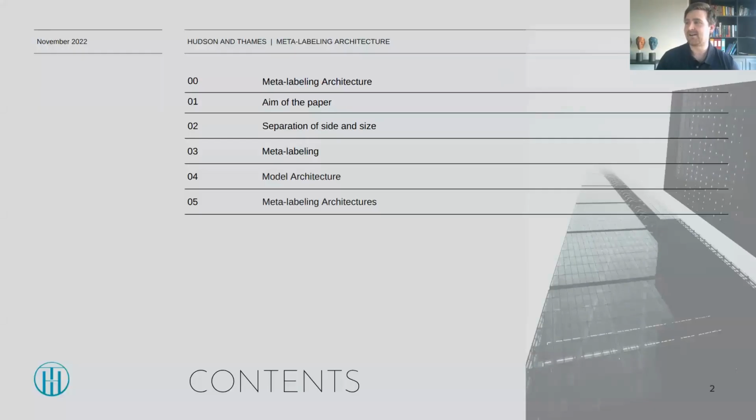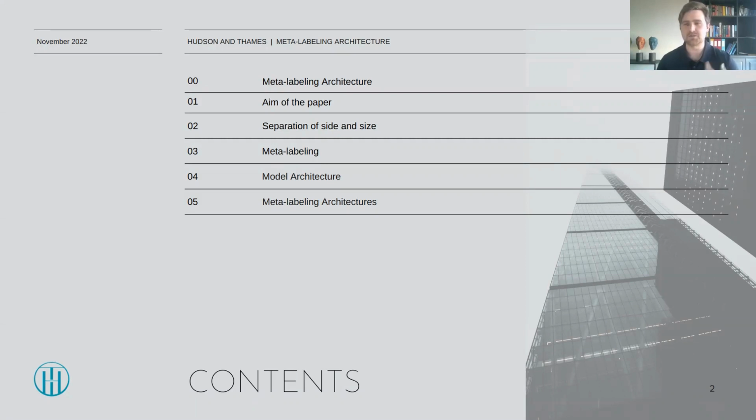Okay, great. So first we're just going to talk about the aim of the paper, what we wanted to achieve, and what are the goals that we had in mind. Then also we're going to talk about the separation of side and size and why it can be useful to separate these 2 facets of the investment process rather than using them in one overcomplicated model.